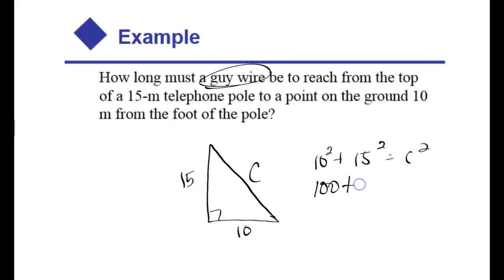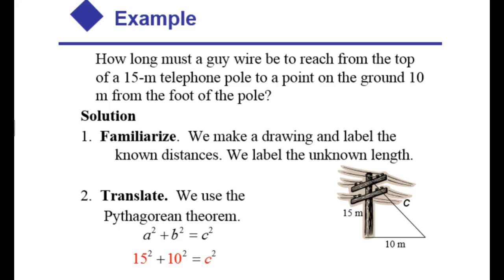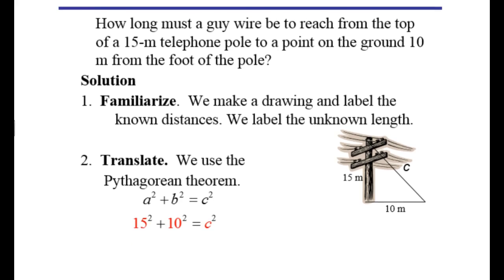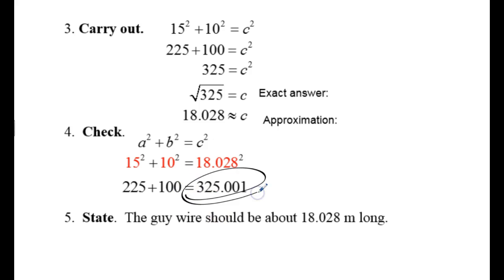So this is 100 plus 225 is 325, and the square root of 325 I'd probably leave as my final answer in decimal form. Let's see if the book follows. And yes, they do. Whoops, there it is, 18. So the square root of 325. That's interesting that they did that, but yeah, we would have gotten the same thing.